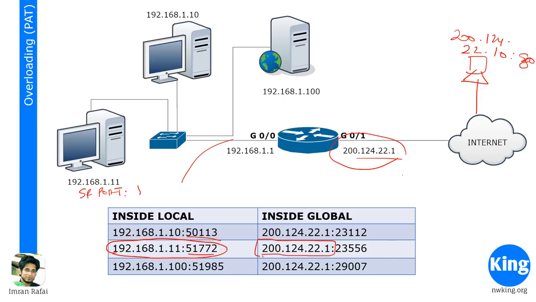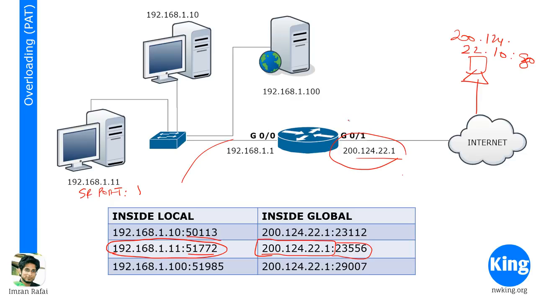This is something we can assign. We can tell what IP address we need to use to go into the internet. And we tell that your new source port number is 23556. This packet goes to this device. Now this device, as we know how the internet works, will send a reply back to destination 200.124.22.1, which is nothing but global for everybody. But then the destination port number is going to be 23556.